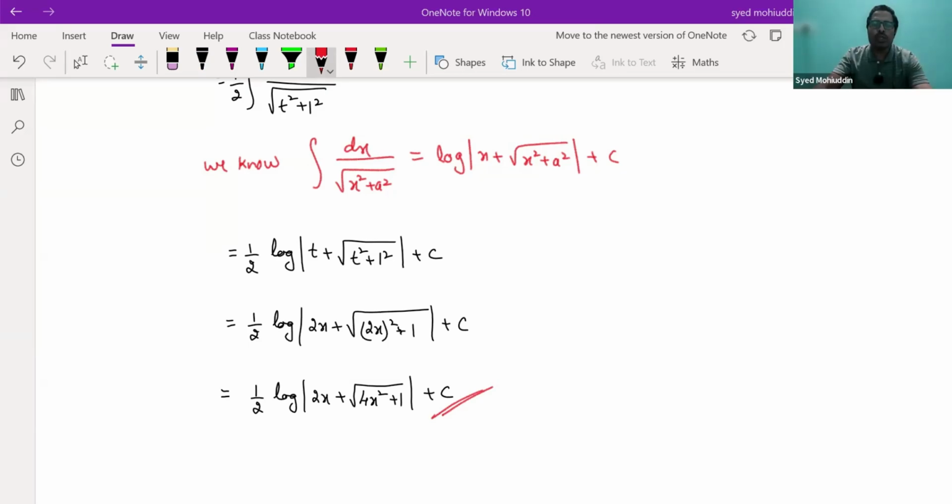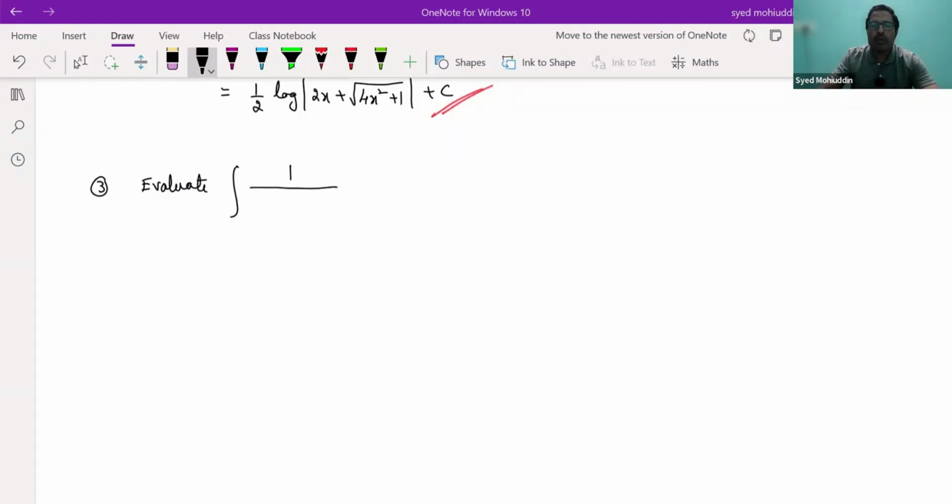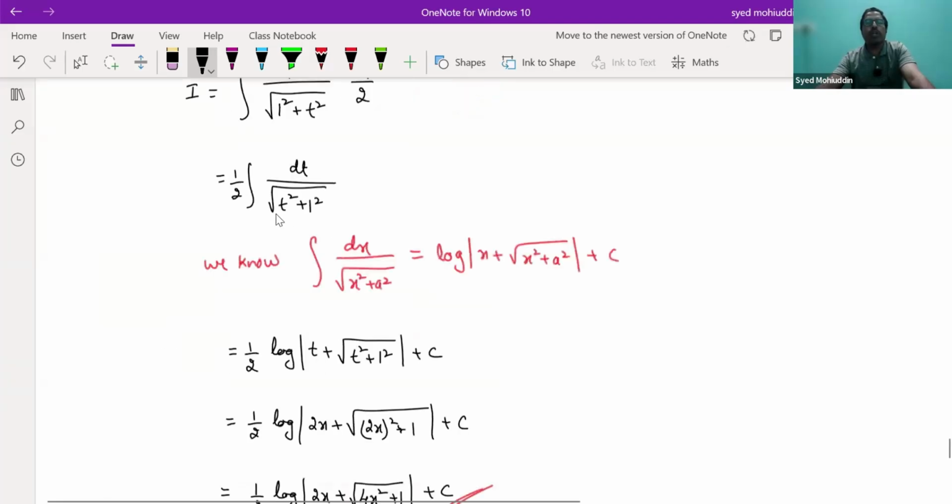So another example. The question is to evaluate the integral of 1 over root of (2 minus x) whole square plus 1, under root, into dx. Right? So once again, this whole will be acting as x, so it is root of x square plus a square, similar to this only.